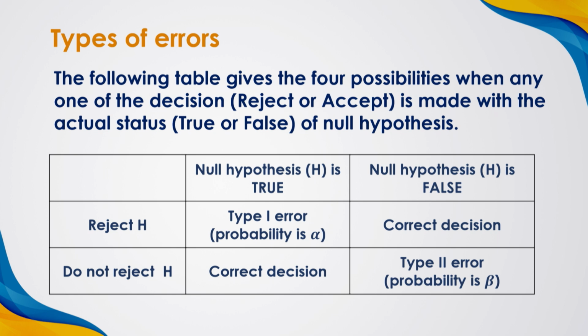In the first case, rejecting H when the null hypothesis is true is called type 1 error. For this, the probability is alpha. When you reject H when the null hypothesis is false, it is a correct decision. So, we are taking a correct decision in two cases: reject H when it is false, and do not reject H when it is correct. But we are making an error when we are rejecting H when it is true, or accepting it when it is false. The first one is type 1 error, the second one is type 2 error. For type 1 error, the probability of committing the error is alpha. For type 2 error, the probability is beta.